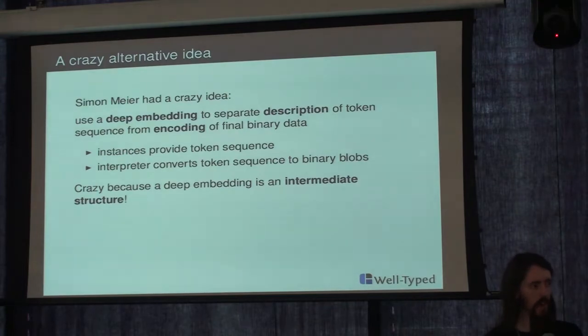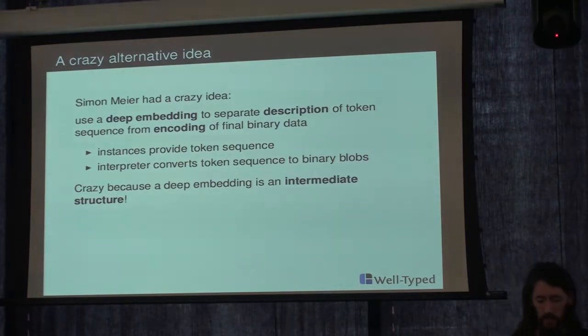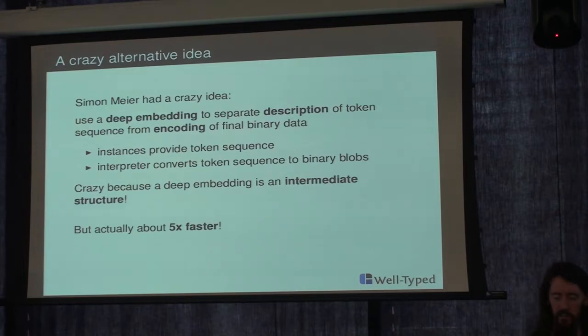So the instances that you write in that case would provide these constructors describing the token sequences, and then the interpreter just whips through those and writes stuff out into a buffer. Now this is a crazy idea, which you wouldn't expect to work, because it introduces an intermediate structure which has to be allocated. So it seems like it ought to make things worse. But actually it makes it about 5 times faster, which shocked us and confused us and embarrassed us.